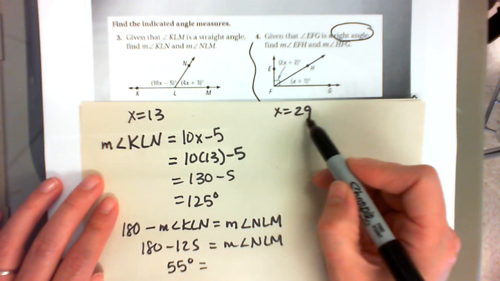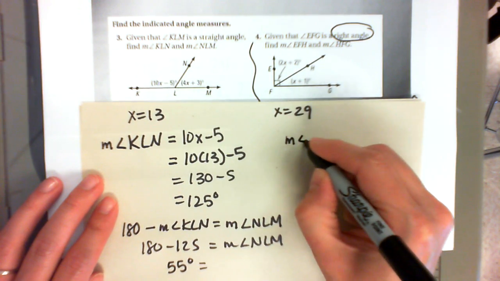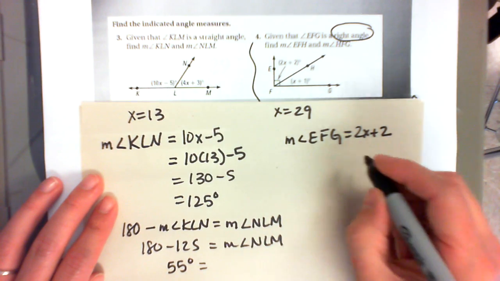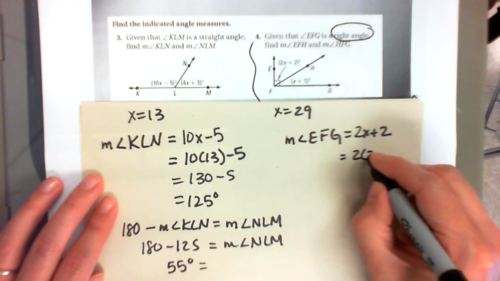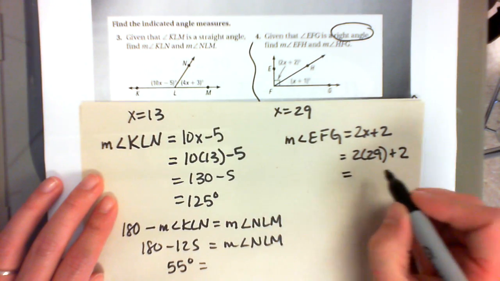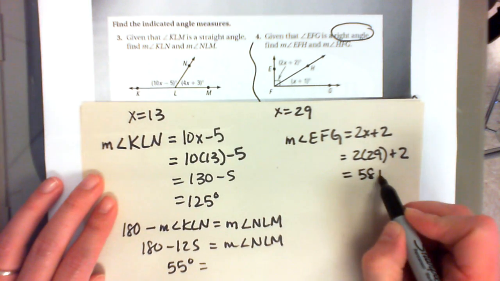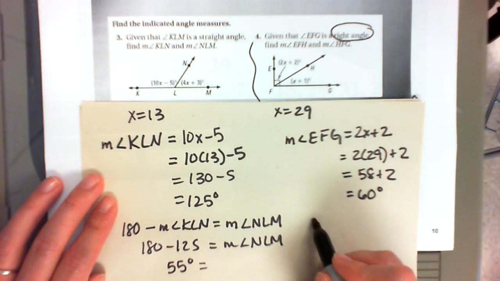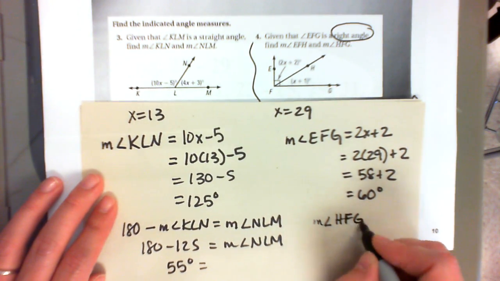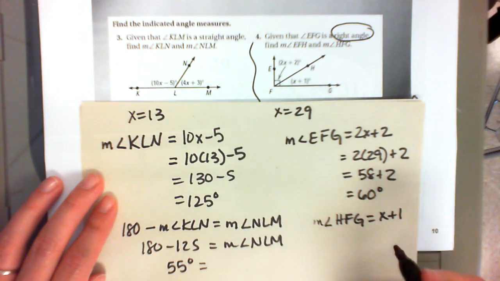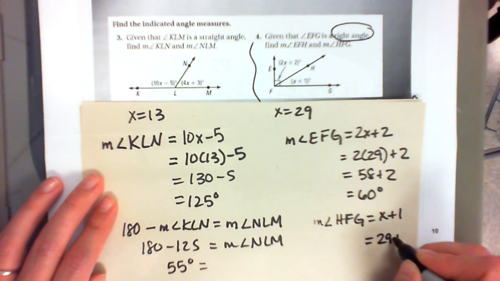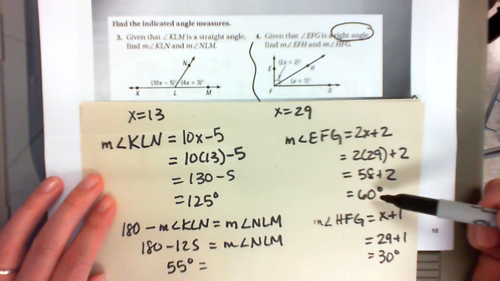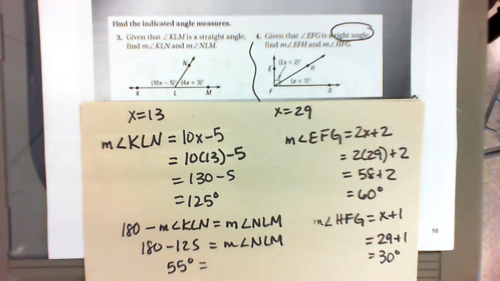Similarly, for number 4, we know x equals 29. I'm going to substitute in. So the measure of angle EFH is represented by 2x plus 2. And I know x is 29, so 2 times 29 plus 2. That is 58 plus 2, 60 degrees. This is an easy one, x plus 1, so the measure of angle HFG is represented by x plus 1. I know x is 29, so that's 29 plus 1 equals 30 degrees. Or if I did it the other way, we have a right angle, which is 90 degrees. 60 plus 30 degrees is 90, so that's one way to check my work.